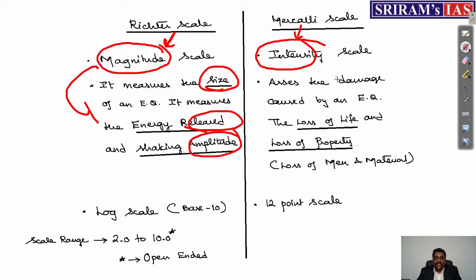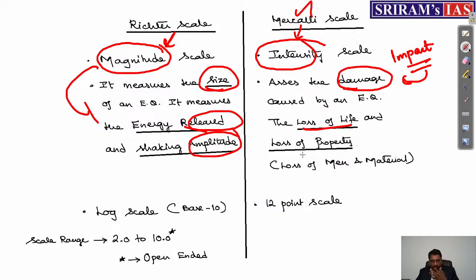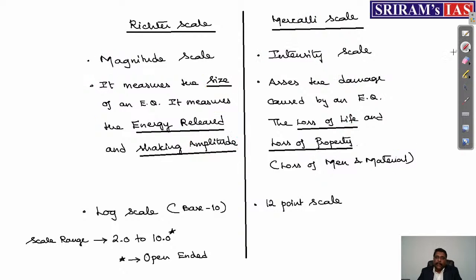Whereas if I assess the damage caused by an earthquake, that's what I call the impact of an earthquake. That scale we use is the Mercalli scale. What is the damage? The damage can be loss of life or loss of property. Somewhere you can say loss of men and material. So this loss of men and material, you call intensity. See, there is a correlation. A higher magnitude earthquake may be high in intensity.